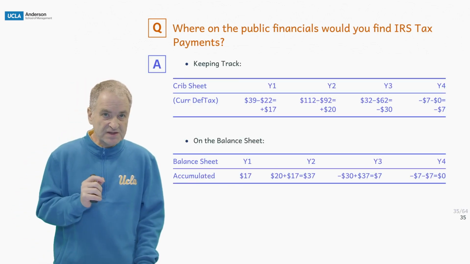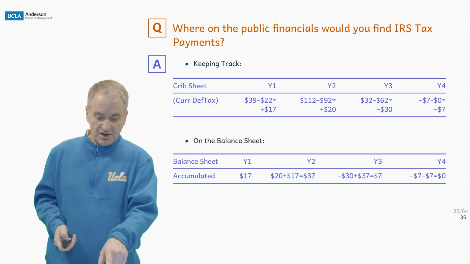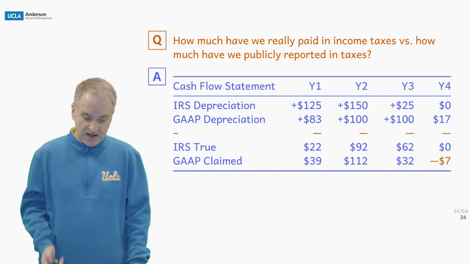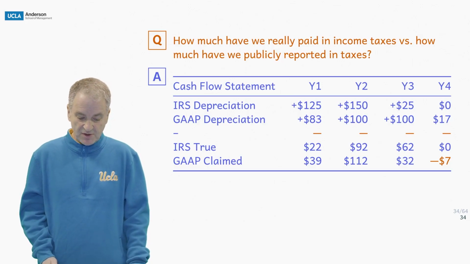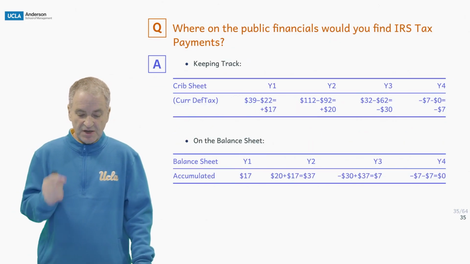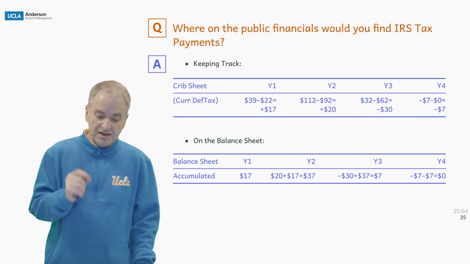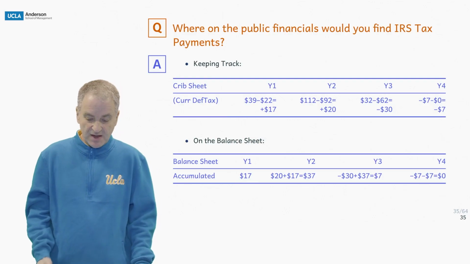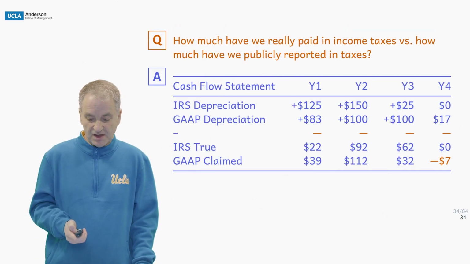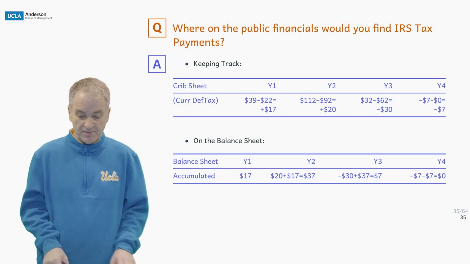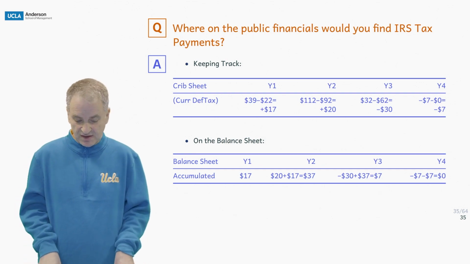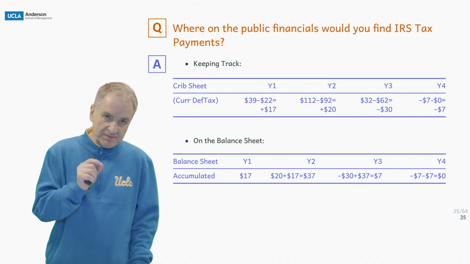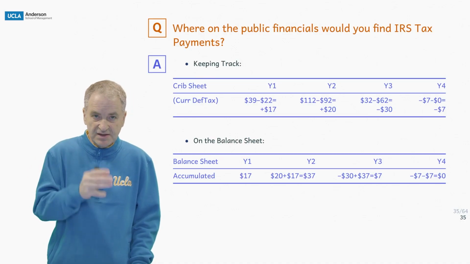Okay, so first let's do a crib sheet here. So we claimed that we had $39 paid in GAAP. By the IRS true number, it was $22. So my current deferred tax in year 1 is the difference between those two, $17. Do the same thing the following year, 112 minus 92, you get plus 20, then you get minus 30, then you get minus 7. On the balance sheet, you are not being told the current deferred tax in each year.